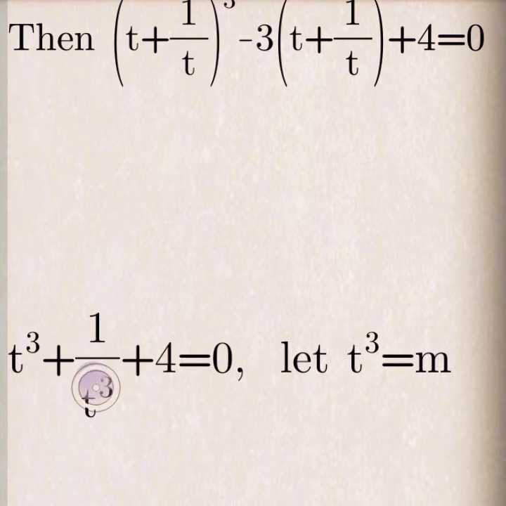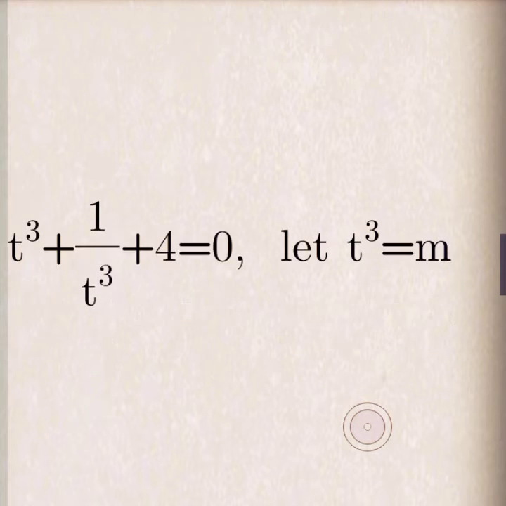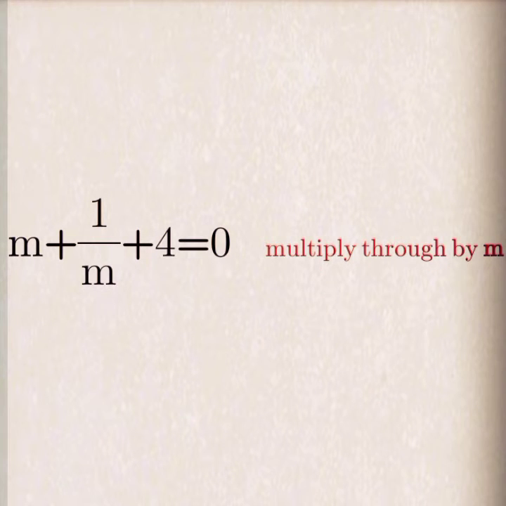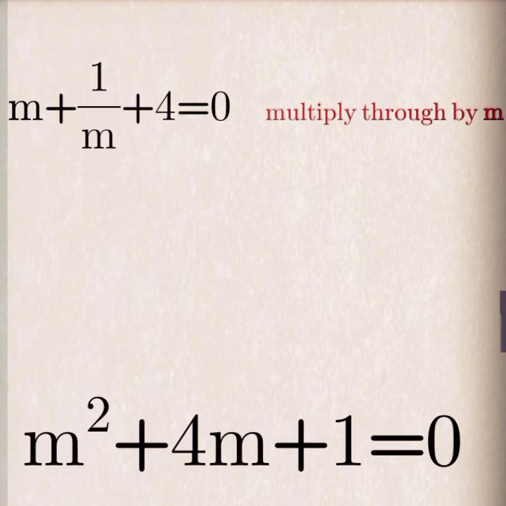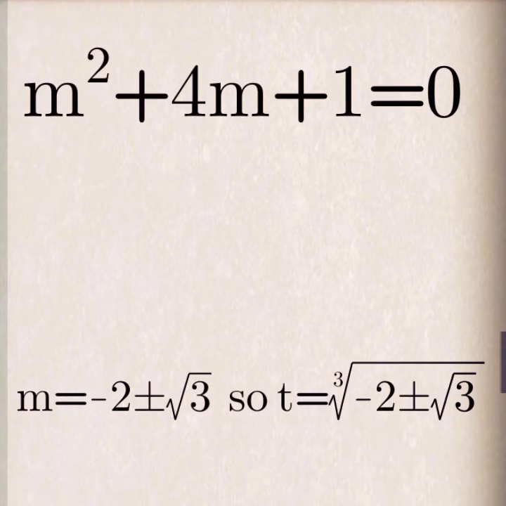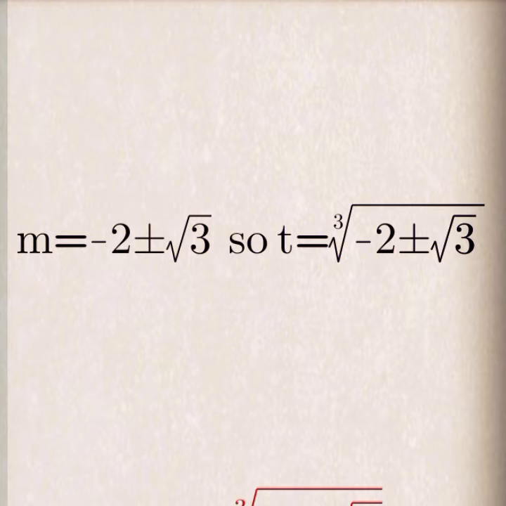Why am I doing this? Such that when you let t cubed be maybe m, you can generate a quadratic equation, which is so easy to solve. So when you let your t cubed be m, you'll have m plus 1 over m plus 4 being equal to 0. Multiply through by m. I think that is the easiest thing to do, and form a quadratic equation, which when you solve, you find that m is equal to -2 plus or minus square root of 3.